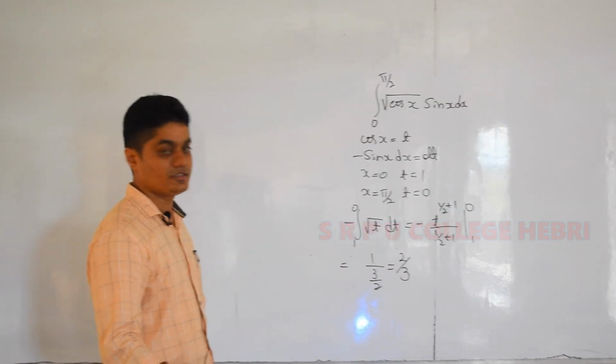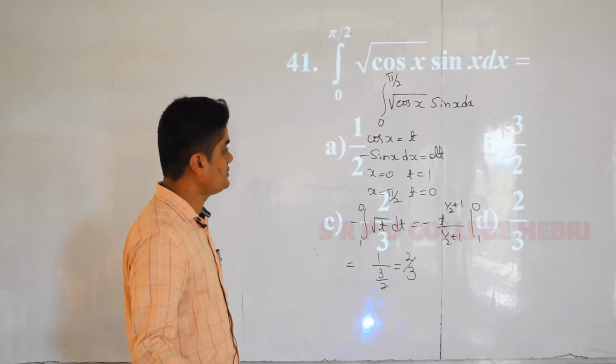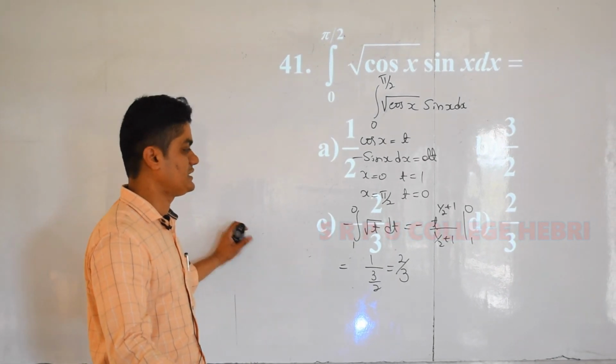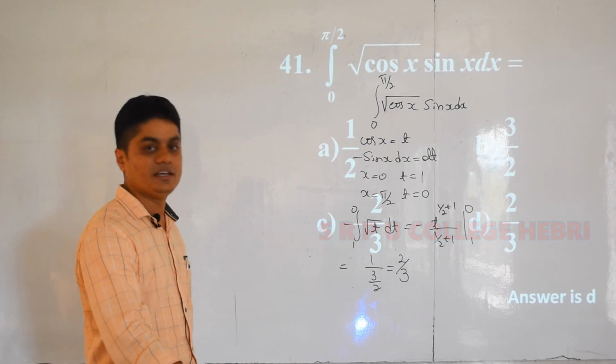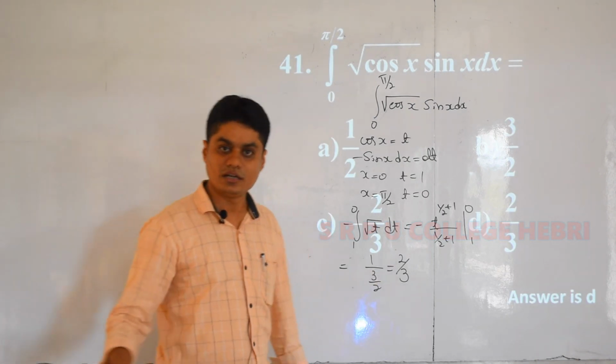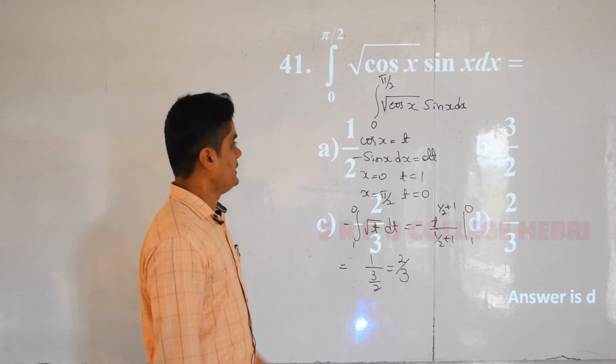Okay, so the answer is 2 by 3. Let us check the options. The options are 1 by 2, 3 by 2, minus 2 by 3 and 2 by 3. So which is the right answer? Option D will be the right answer. Understood? So the answer is 2 by 3. Very good. Okay, the next question.